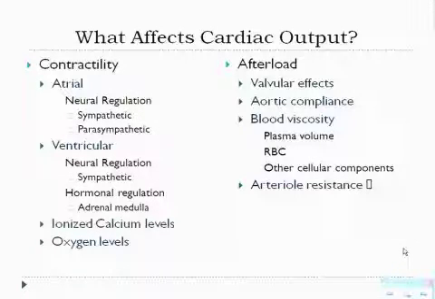The other important part of contractility is ionized calcium levels, which most of the time are pretty heavily regulated, usually not a problem, but sometimes in acute settings you can get into low ionized calcium levels, especially when you're giving a person multiple drug transfusions, and you can drop the ionized calcium levels to critical values and affect contractility. And of course, oxygen levels are very important for contractility.